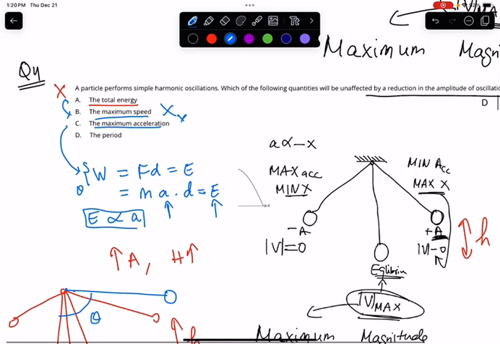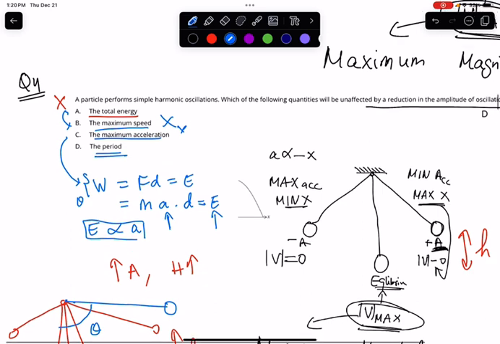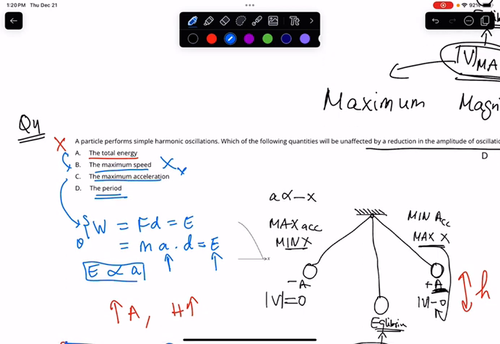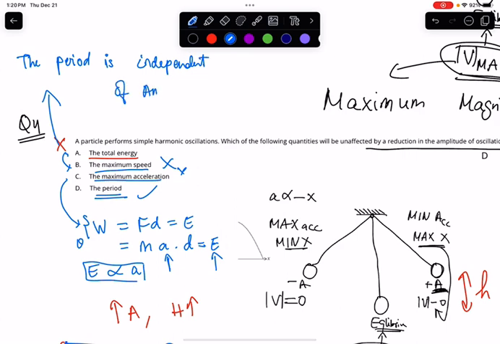Okay, now the last thing is what we learned in simple harmonic motion in the lecture videos, that the period will be the correct answer. The period is independent of the amplitude. Okay? The period is going to be independent of the amplitude.